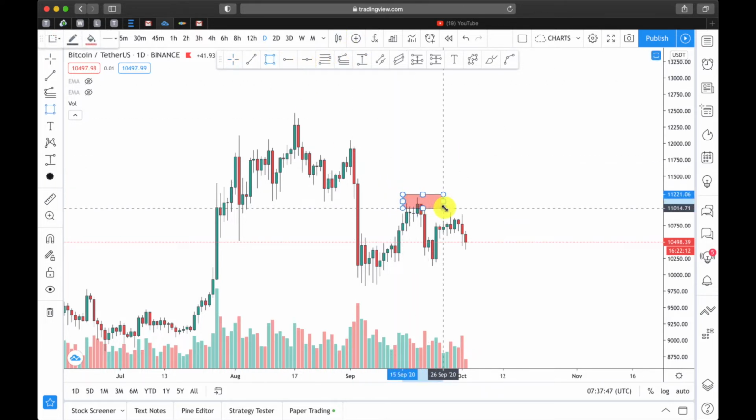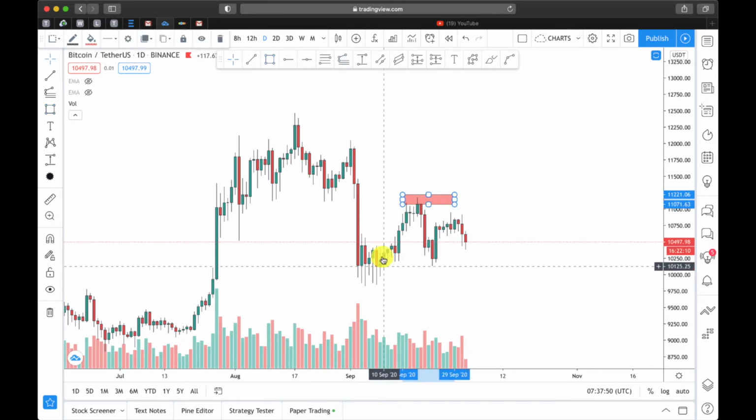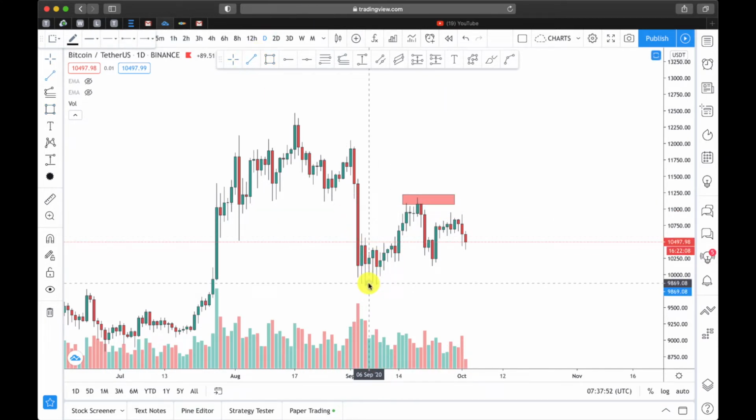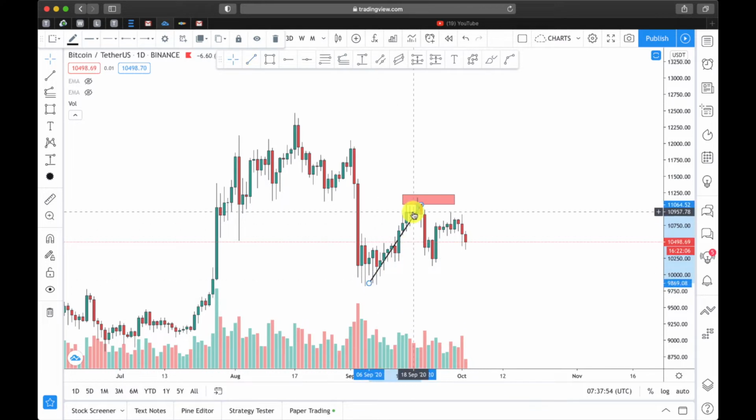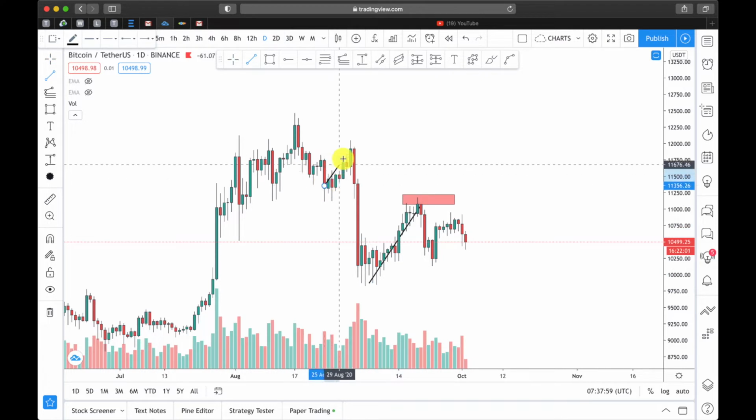Let's say this region has not even happened yet. This particular move from this region to this region is a retracement, because price is going down. So anything going up while price is going down is a retracement. So those are retracement levels.